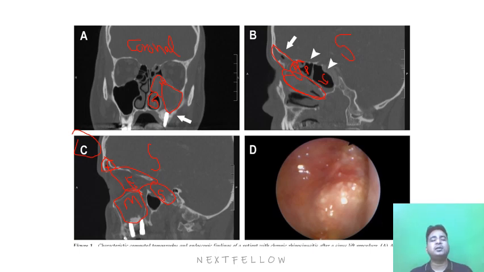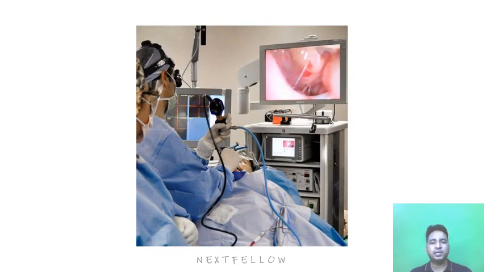This is the sagittal cuts of the CT scan. You can see a polyp here, a big polyp with a severe congestion. So these are some of the CT scan pictures with the different pathologies in the sinuses, and these all are having an indication for the functional endoscopic sinus surgery.